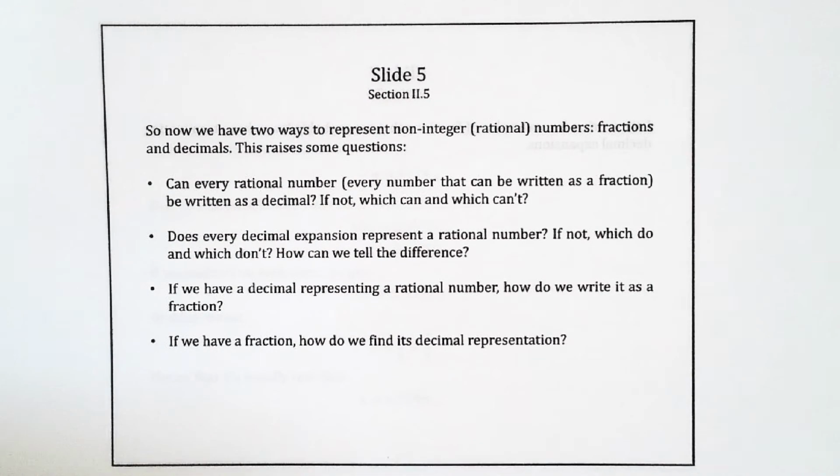So for example, can every rational number be written as a decimal? Or in other words, can every fraction be written as a decimal? And if not, which can and which can't? How can you tell the difference?